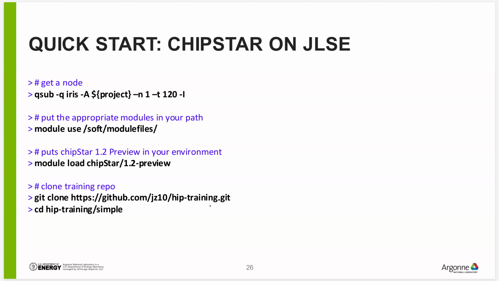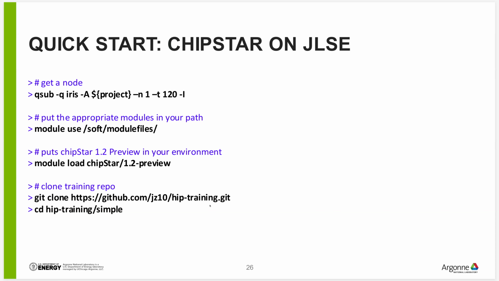So on GLSE, the first step is, of course, to acquire a node using your project. I don't know if we can still do a 120 minute request. I think we can on Iris, but not on PVC. We used to be able to do 6 hours on Iris. It was awesome. So grab a node for a few hours, and load the right module files.